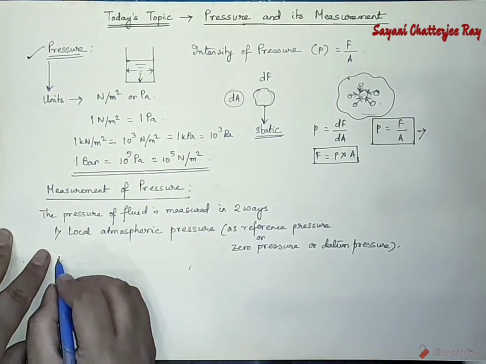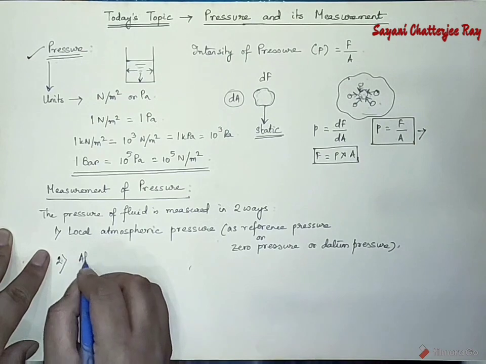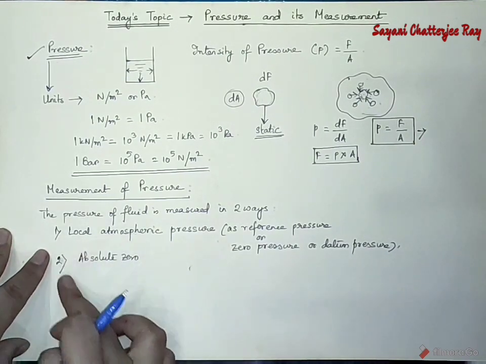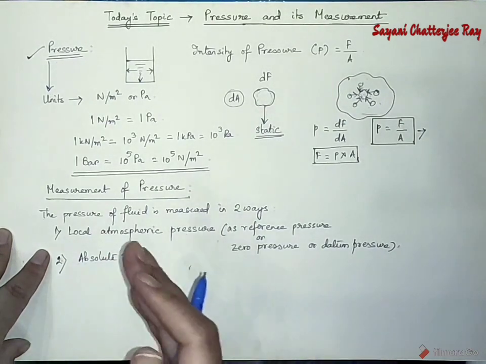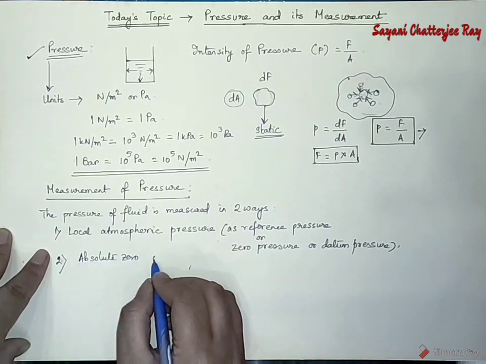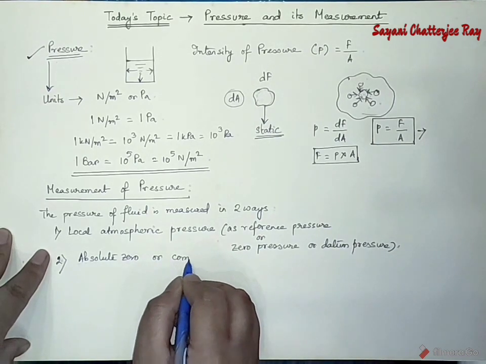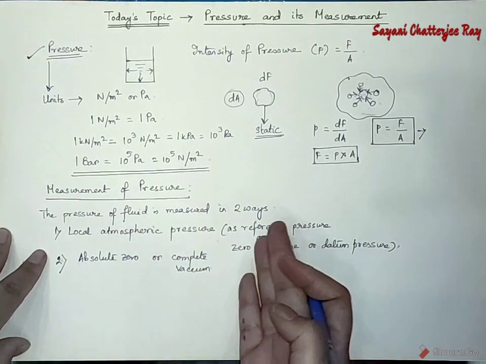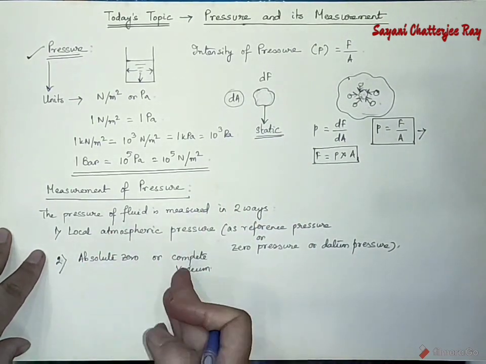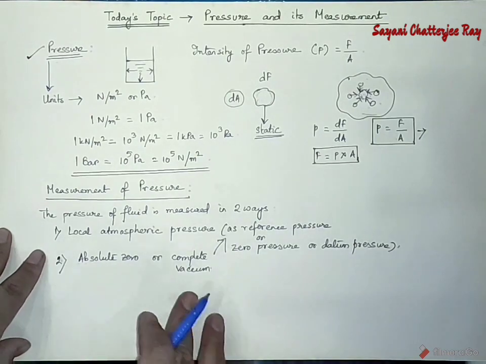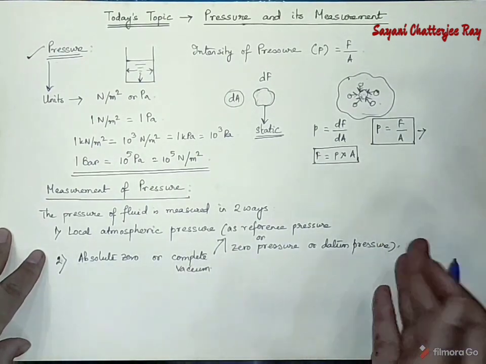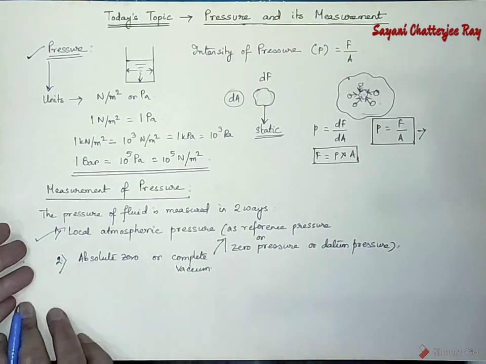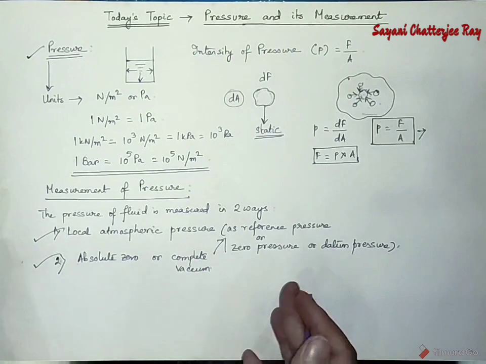And it can be also measured in terms of absolute zero. Now this absolute zero is nothing but the complete vacuum. So we can tell that this absolute zero is complete vacuum. So we can measure the fluid in terms of absolute zero or complete vacuum and we can take this as the reference pressure, that is the zero pressure or datum pressure also. Fluid can be measured in terms of local atmospheric pressure and absolute zero or complete vacuum.